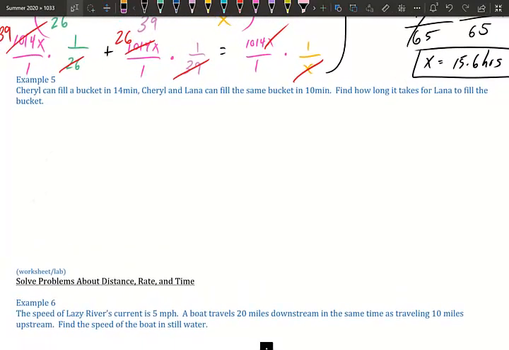Alrighty. Cheryl can fill a bucket in 14 minutes. Cheryl and Lana can fill the bucket in 10 minutes. Find how long it takes for Lana to fill the bucket.